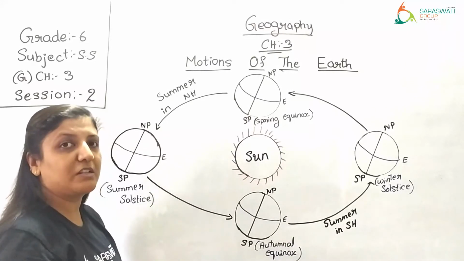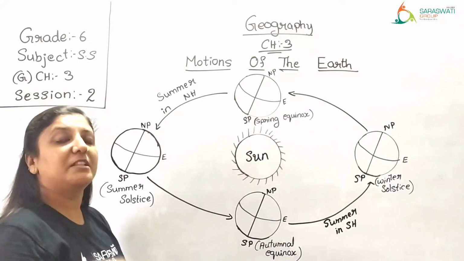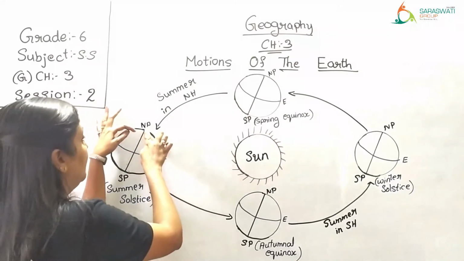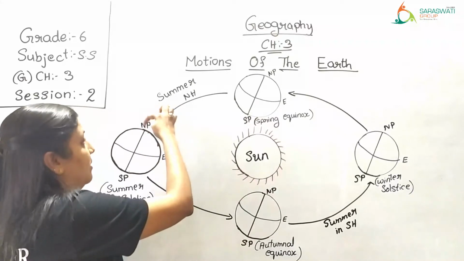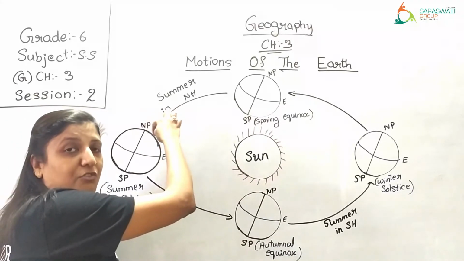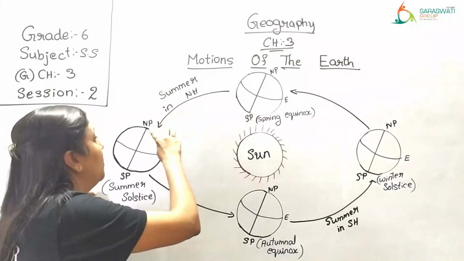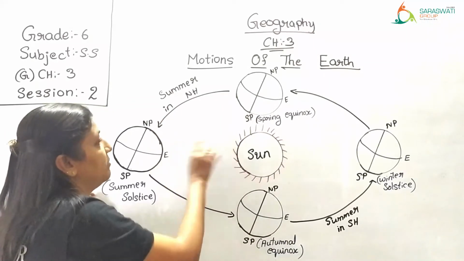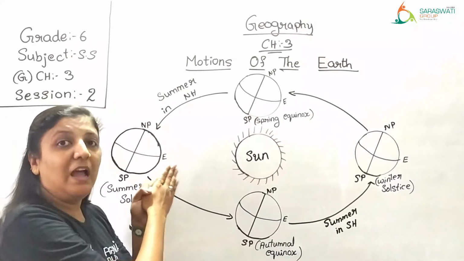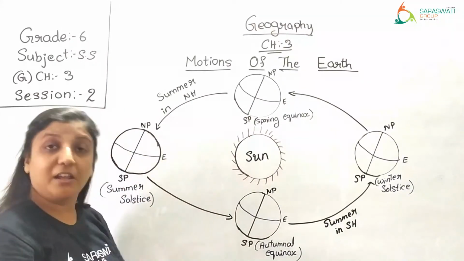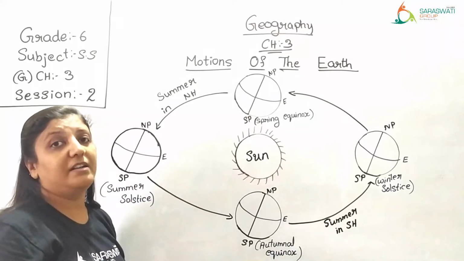I have explained to you what is solstice. You already know, but still. But see here, even if the earth is rotating round and round and round, still the North Pole is always facing the sun. So the North Pole will have continuous daylight. Even if it is night, the light is there.